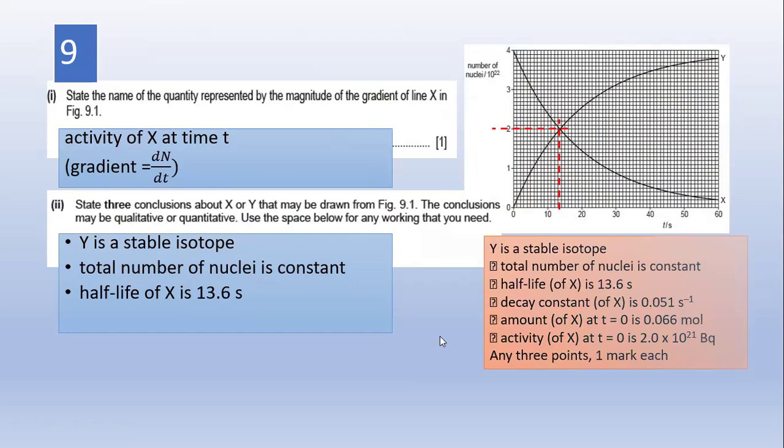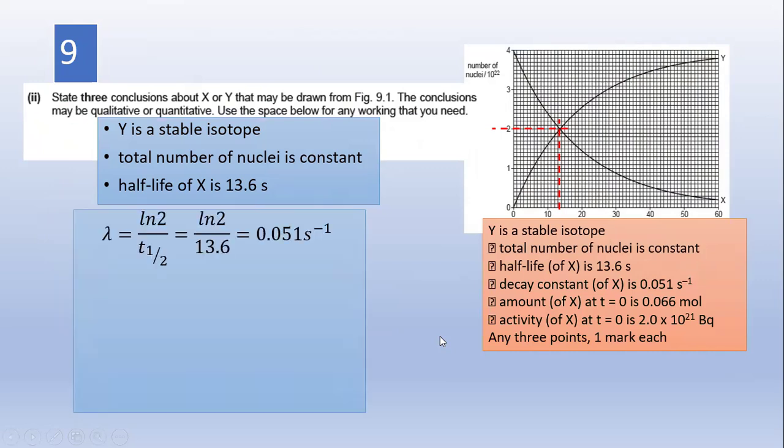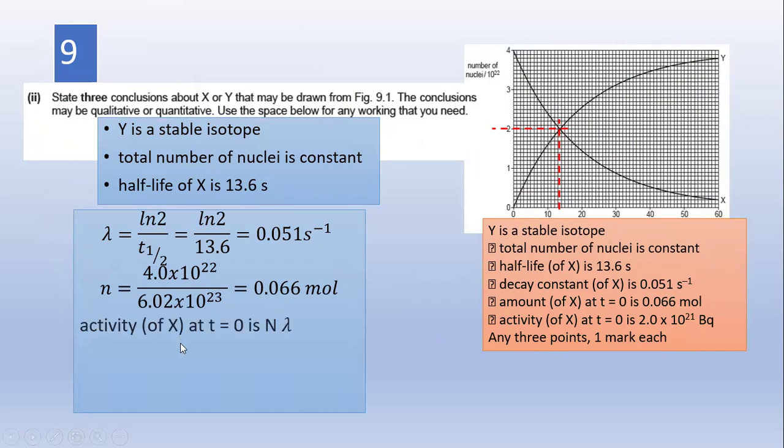So it means that you need to know how to calculate the others also. Decay constant, number: the number of moles divided by 6.02 times 10 to the power 23, Avogadro's number. Activity at time t equals 0, that's your lambda N, that's your number at time t equals 0. Okay, it's all written there.